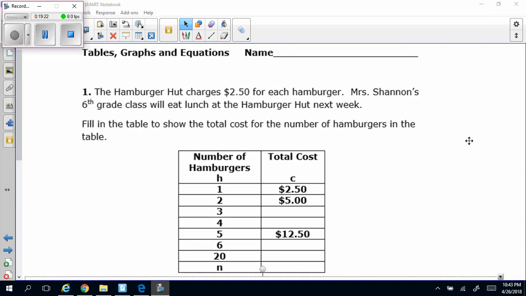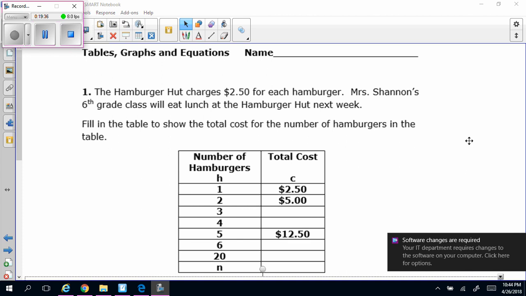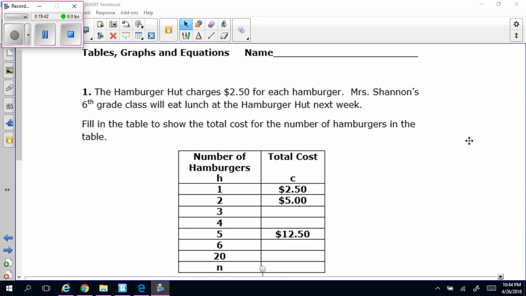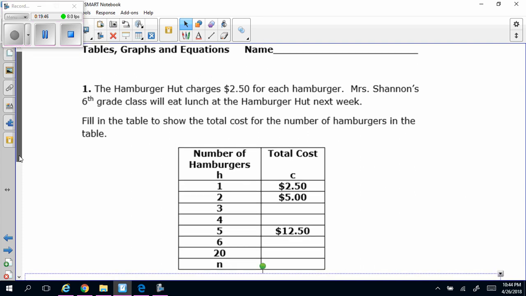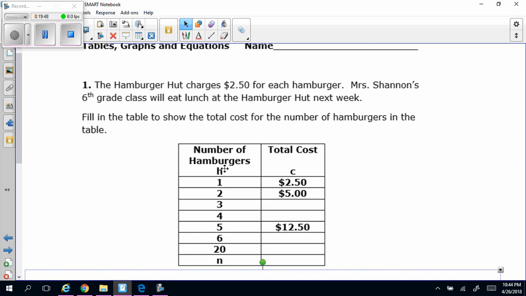Now I also gave you another half sheet. I want you to do this on your own, but we'll read this out loud together. The Hamburger Hut charges $2.50 for each hamburger. Mrs. Shannon's 6th grade class will eat lunch at the Hamburger Hut next week. Fill in the table to show the total cost for the number of hamburgers in the table. So let's look at this really quick. The number of hamburgers, H, and the total cost.